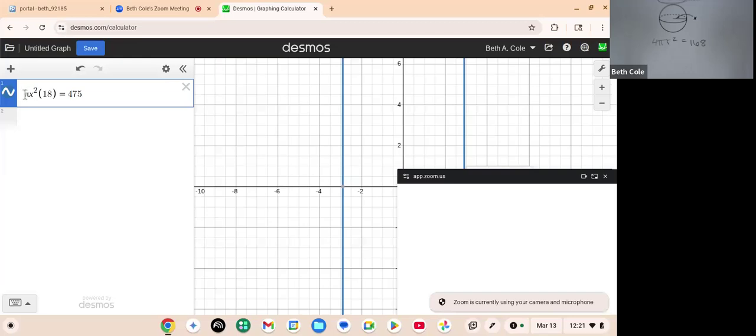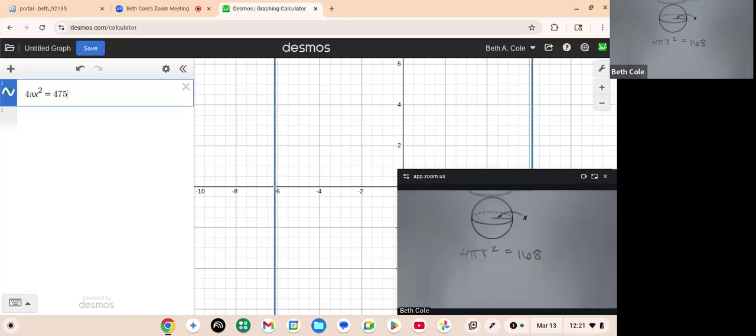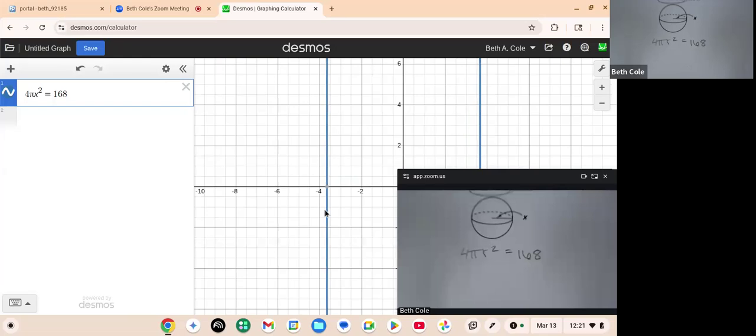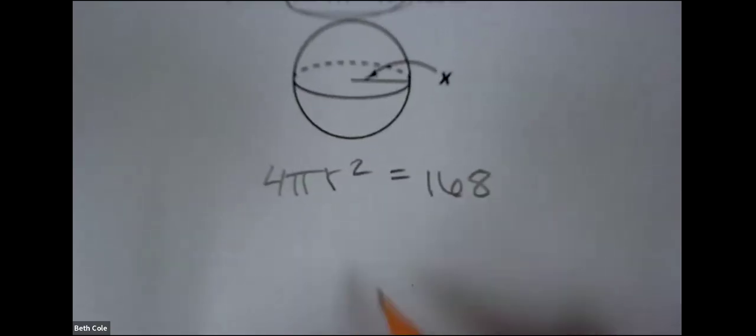All right, I'm going to just kind of alter this one because I already have it typed in there. 4 pi x squared. I don't need this 18. And what did it equal? 168. I'm going to click over here. And our radius is 3.7. Good. That's what that's going to round to. 3.7. So again, basically you're finding the formula that you need and then putting it in the calculator. Cool? All right, let's do the one at the bottom.